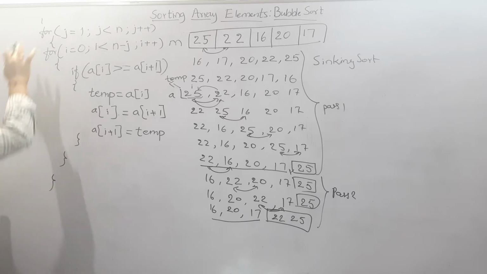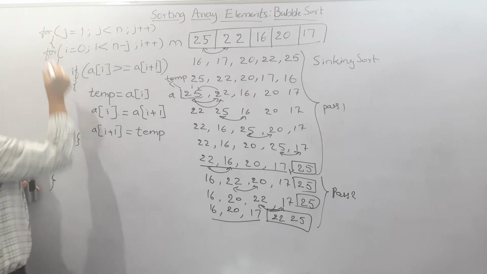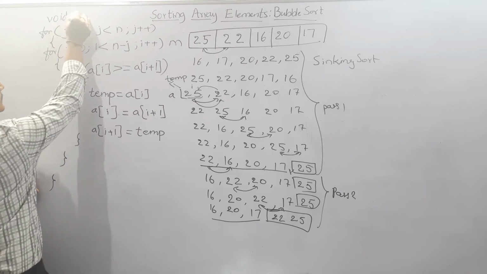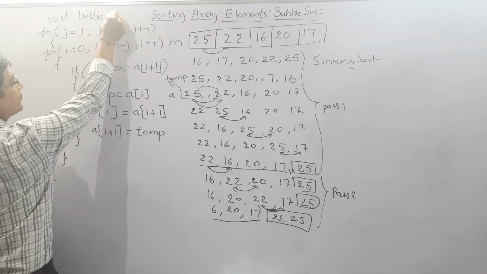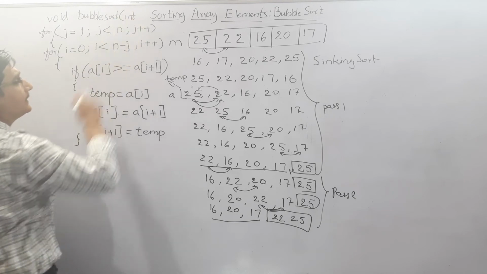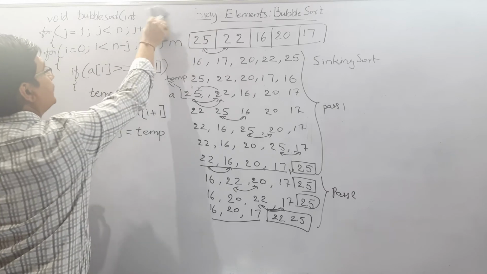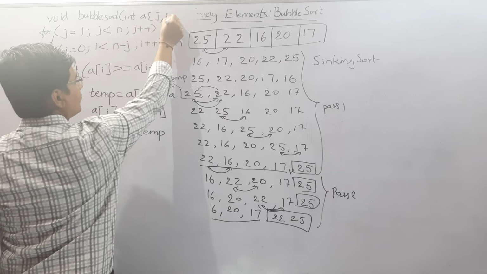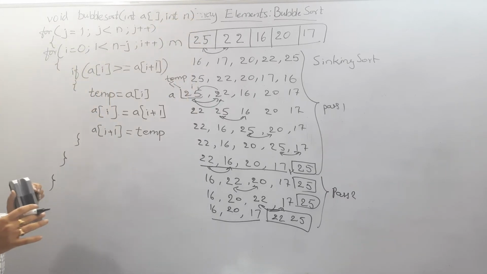So this is the code for bubble sort. The parameters we have passed here: we will not return anything, so we will declare it as void bubble sort. We can pass two parameters to it. One is an int array and the other is the number of elements in the array. I hope this part is clear.